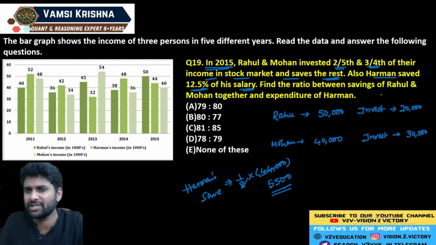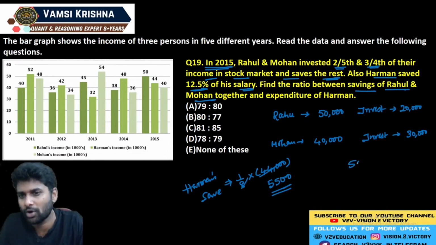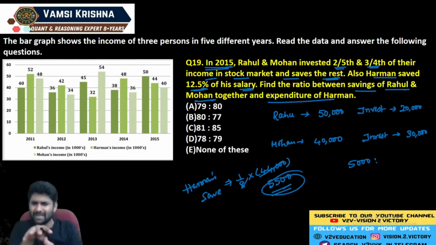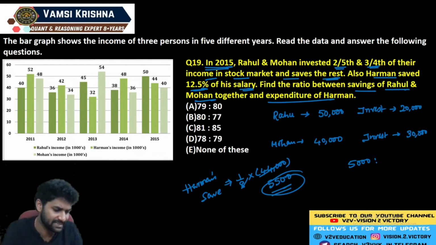Another question here. What is the ratio between savings of Rahul and Mohan together? So Rahul and Mohan together is 50,000. And what is the expenditure of Harman? See, savings is 5,500. So what about the expenditure? Means 44,000 minus 5,500. That gives the difference, guys. Hope it's clear.